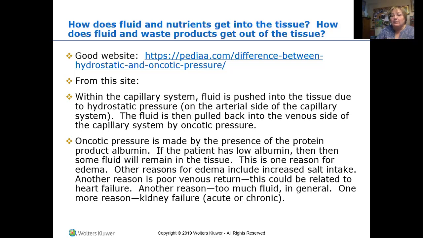So within the capillary system, first of all, fluid is pushed into the tissue due to hydrostatic pressure. And that basically is determined by your blood pressure. So fluid is pushed from the intravascular space into the tissue. Now, normally we don't push blood cells into the tissue. Those stay within the intravascular space. But we are pushing out fluids and nutrients and oxygen into the tissue.